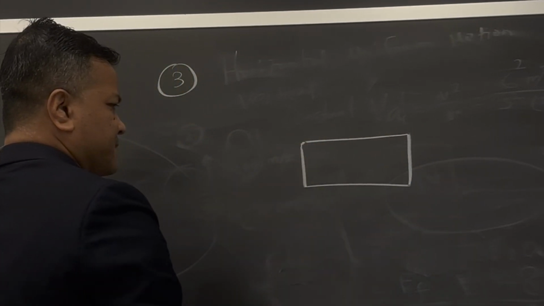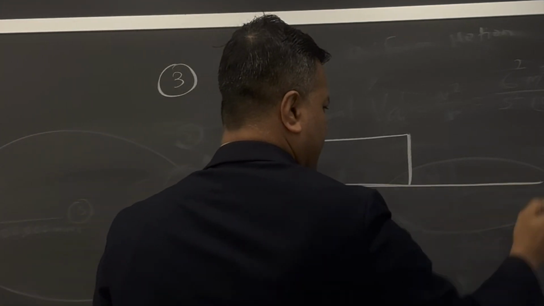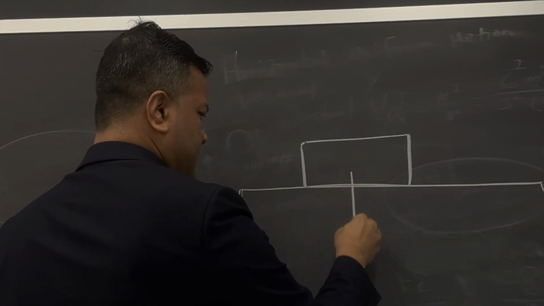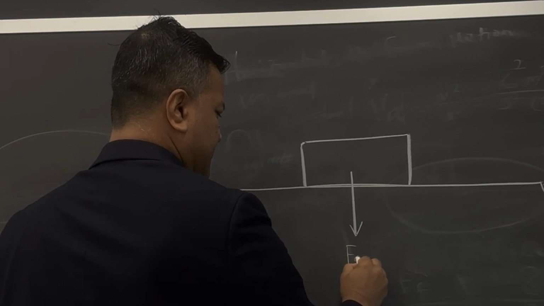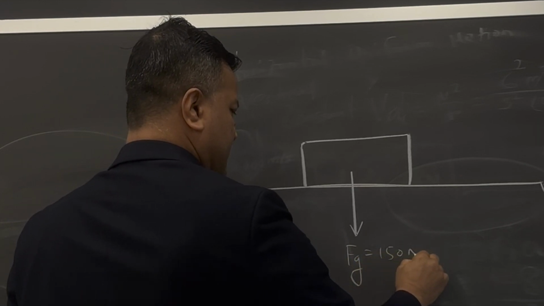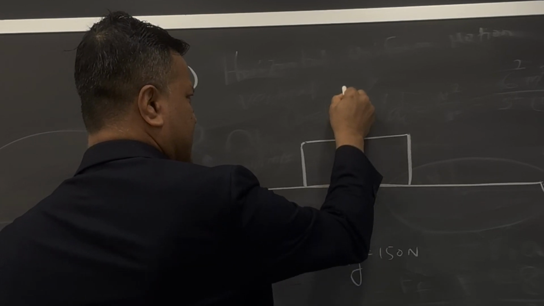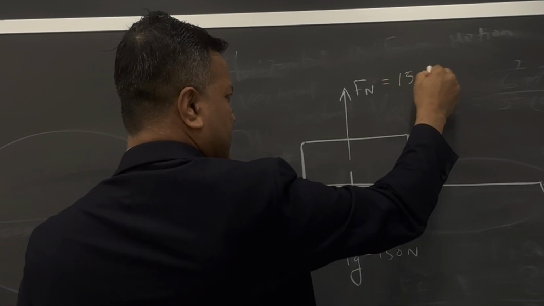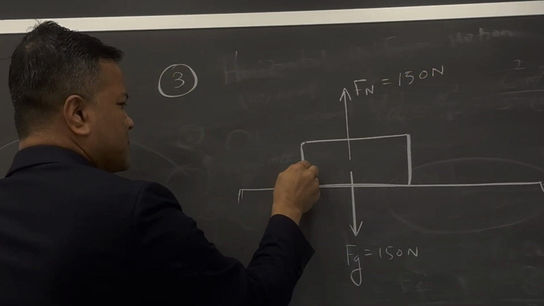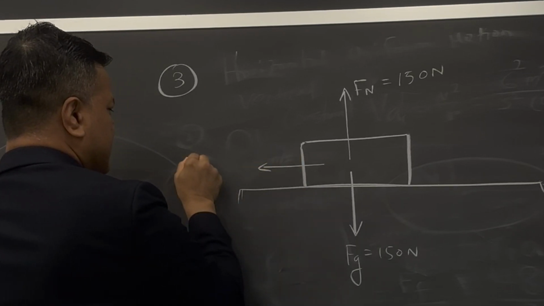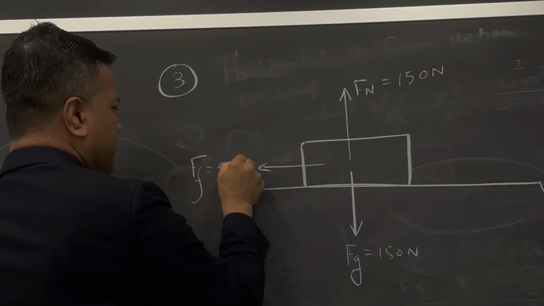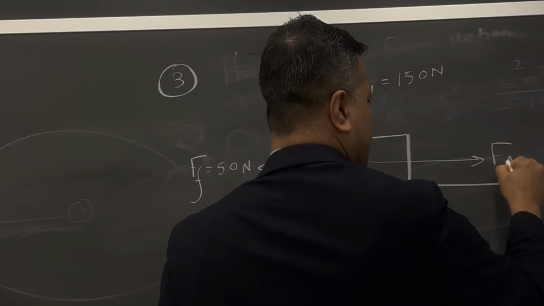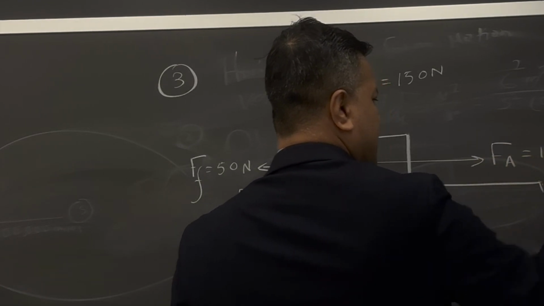So there is a box sitting on a table. The box weight is 150 Newton. The normal force acting on it is also the same, but opposite in direction. The force of friction is 50 Newton. However, the applied force is 100 Newton. This is an example of Newton's second law.